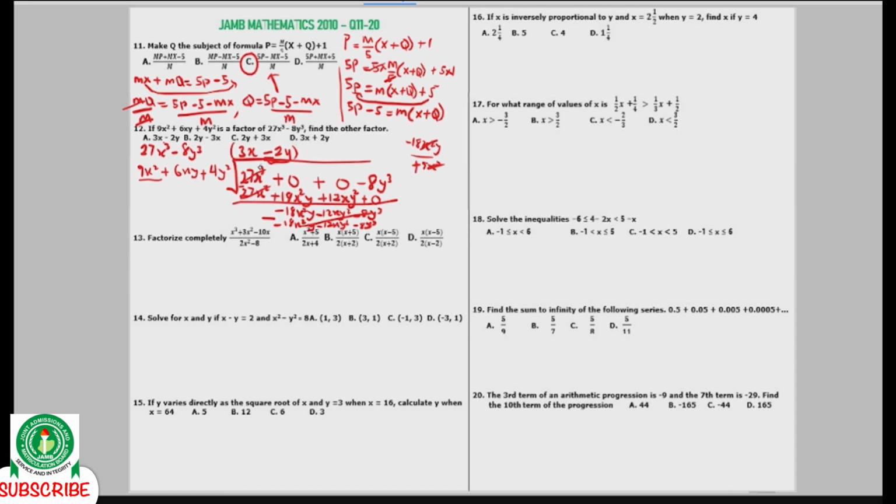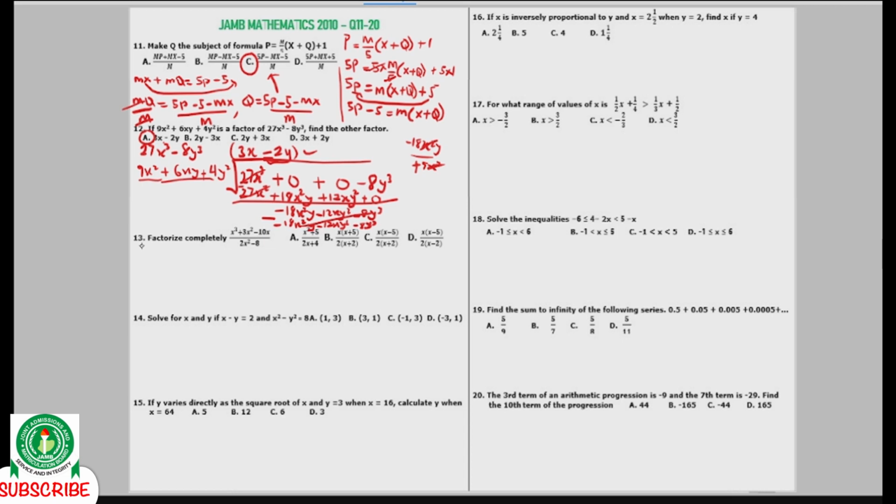Meaning that when you multiply this with this, you are going to obtain this polynomial equation. So our answer here is this. So now 3x minus 2y. Is any 3x minus 2y in the options? Option A. The answer here is option A.